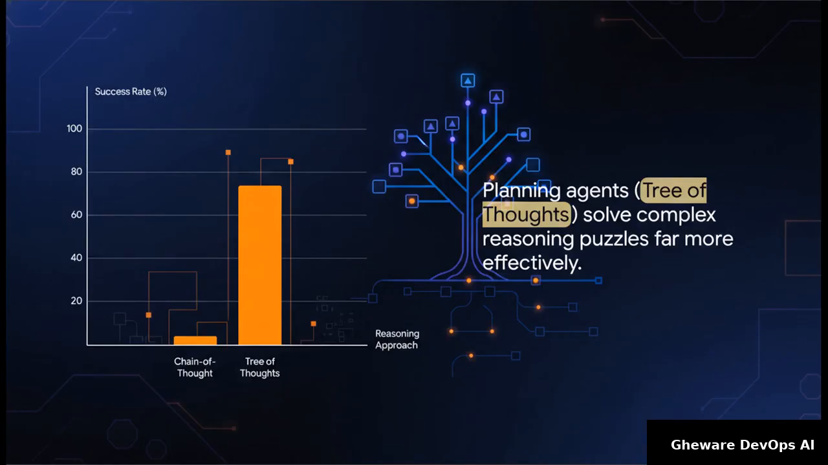Take the game of 24, a reasoning puzzle that's notoriously hard for LLMs. With a standard prompt, GPT-4 solves it only 4% of the time. Pretty bad. But an agent using a planning method called Tree of Thoughts achieves a 74% success rate. That isn't just an improvement, it's a total game changer for complex reasoning.